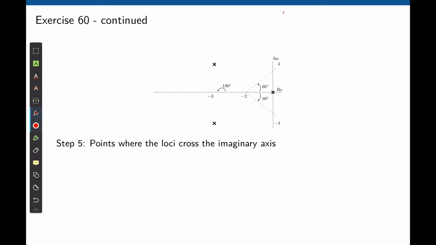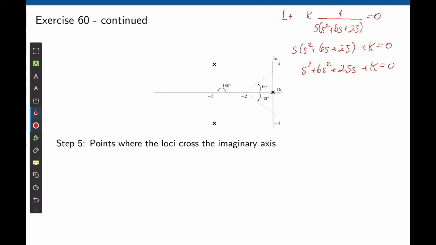The characteristic equation is written in this form, which can also be written as s times s squared plus 6s plus 25 plus k equals to 0, and expanding this gives s to the power of 3 plus 6s squared plus 25s plus k equals to 0. Now remember that any point on the root locus must satisfy this equation. In fact, the root locus is the collection of all points that satisfy this equation as k varies. And to populate this curve, we can simply replace s with j omega.